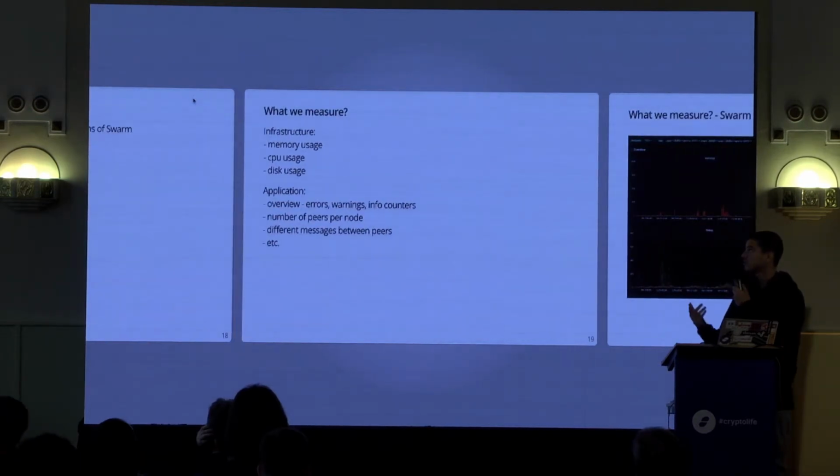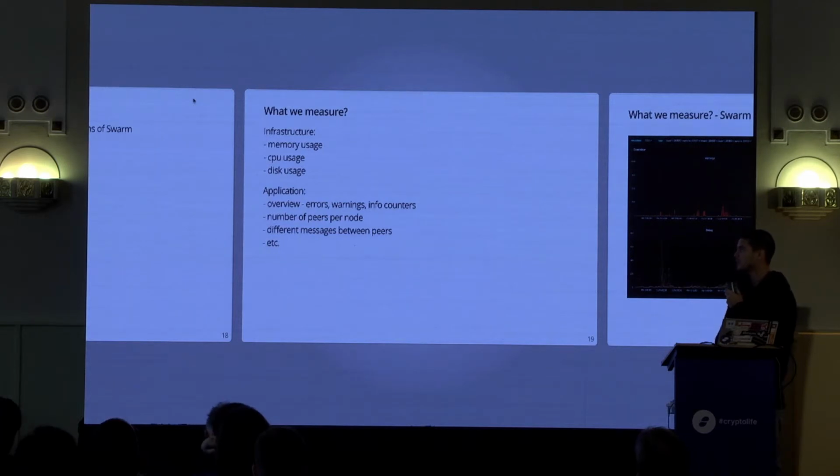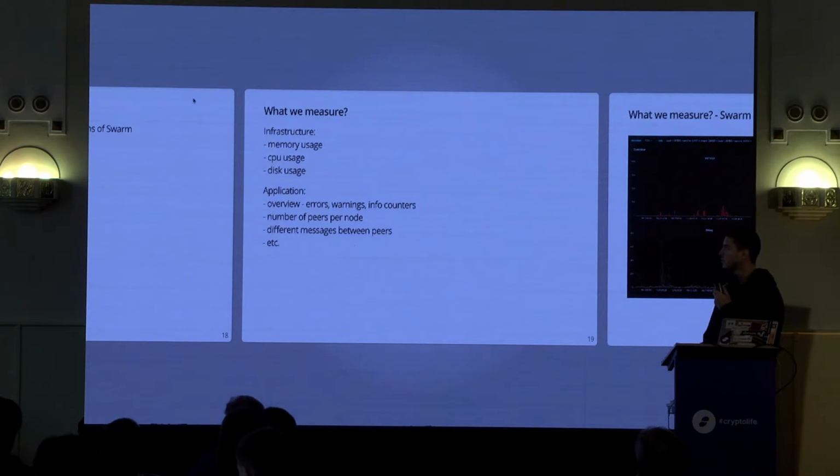So what do we measure with the metrics? Obviously infrastructure metrics, that's clear: memory usage, CPU, disk usage, and most importantly the application metrics. So that's the errors that I talked about, warnings, different info counters. We also measure application specific things like number of peers per node and all the different message exchanges between peers. So that's where the interesting information comes along.